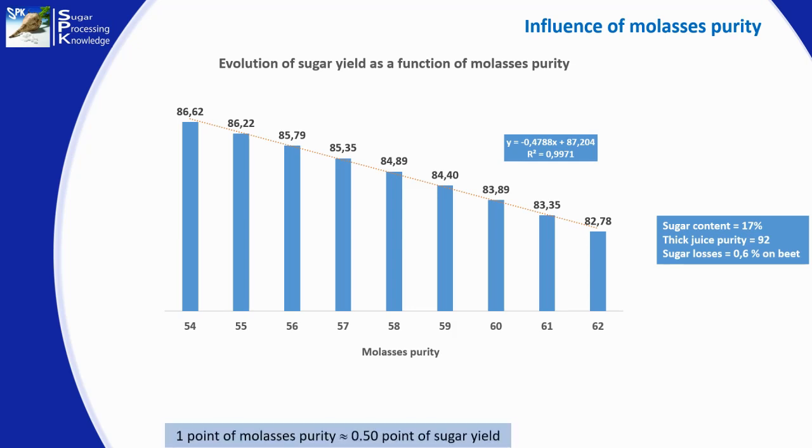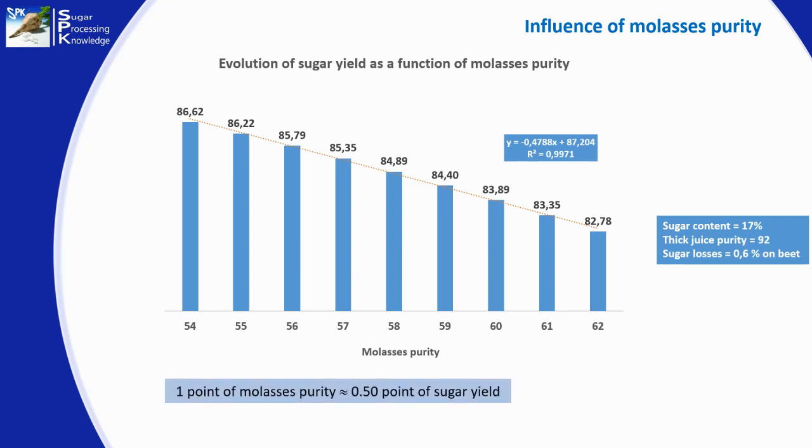Here too, a point of molasses purity corresponds to 0.5 sugar yield points, which means that for a sugar factory that processes 1 million tons of beets per campaign at a sugar content of 17%, a point of molasses purity corresponds to 850 tons of sugar.